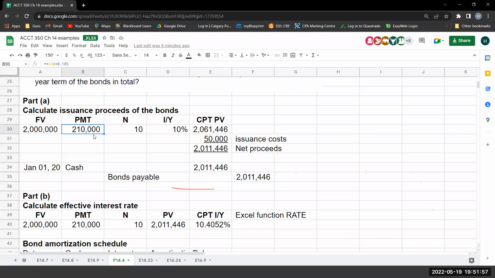If there is ever any difference between the bond rate and the market rate, the bonds will not be issued at their face value. The bond rate was 10.5%. The market rate was 10%. Because the market rate was lower than the bond rate, the bonds were issued at a premium. Had it been the other way around, if the bond rate was less than the market rate, the bonds would have been issued at a discount. This is simply finance in play. We don't have any control over it, okay?